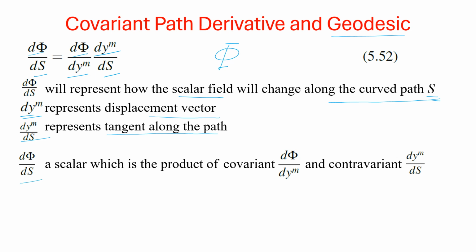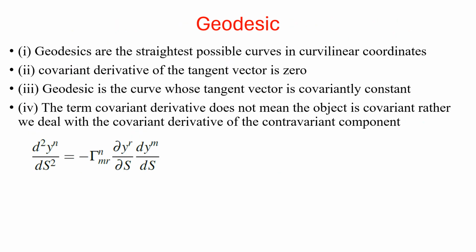Del phi by del s is a scalar, which is a product of the covariant part into the contravariant part. This leads to a scalar, the way g mu nu into g mu nu was leading to unity. The covariant and contravariant parts lead to a scalar. Now, the geodesic can be represented by this equation.